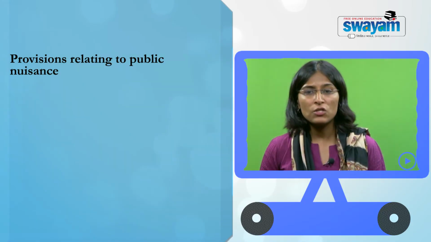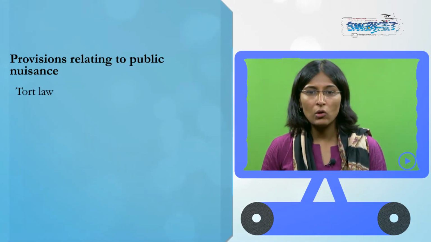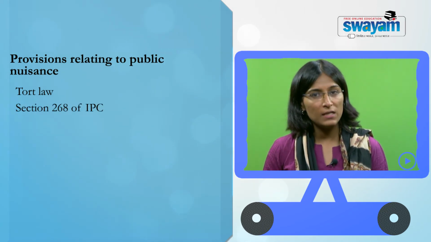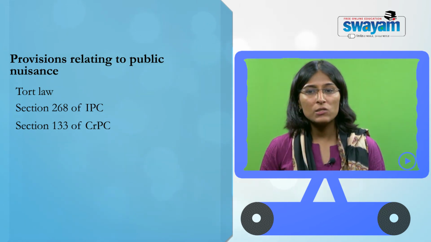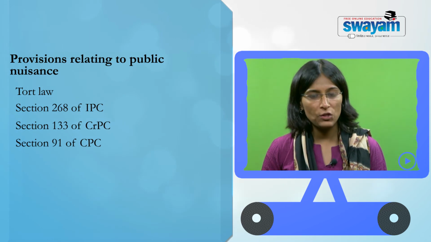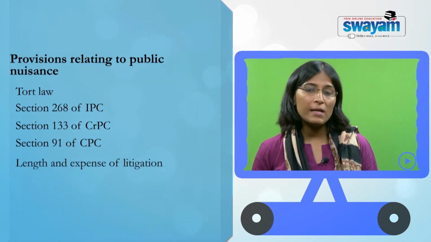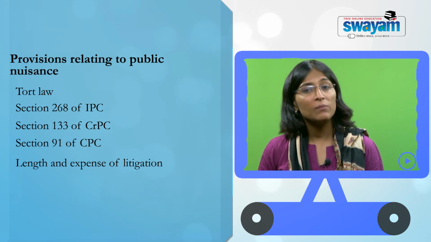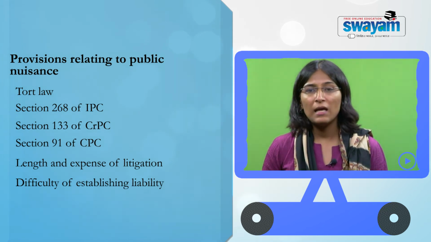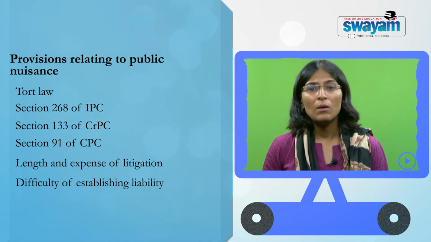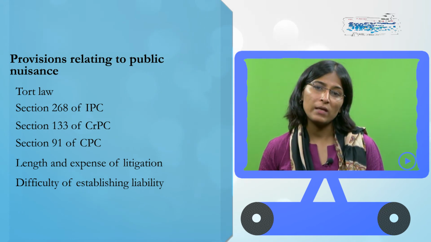The other relevant source of legal provisions are the provisions relating to public nuisance. Such provisions are found in tort law under Section 268 of the Indian Penal Code, Section 133 of the Code of Criminal Procedure, as well as Section 91 of the Civil Procedure Code. However, the length and expense of litigation which is involved in proceeding with such public nuisance claim and the difficulty of establishing liability has usually prevented individuals and groups from pursuing this form of remedy.